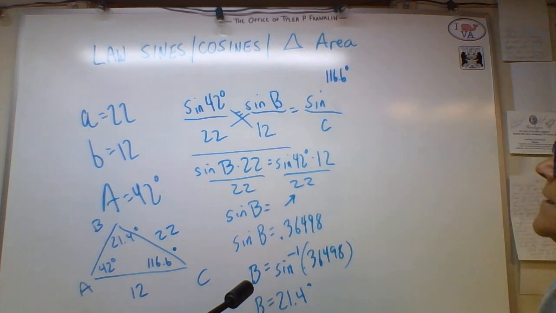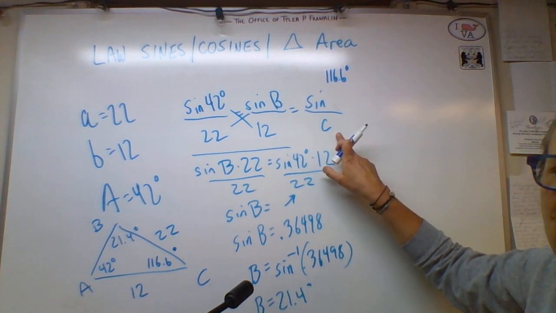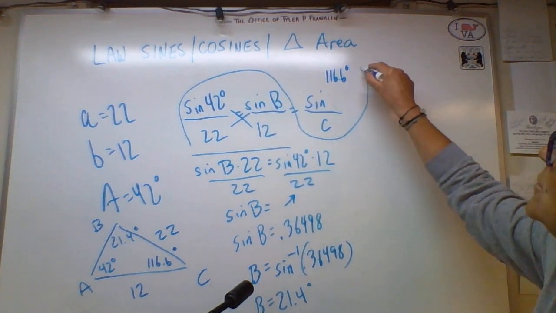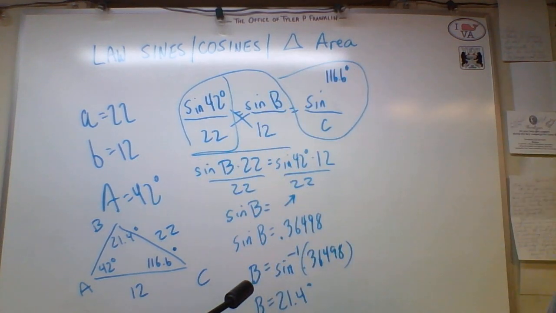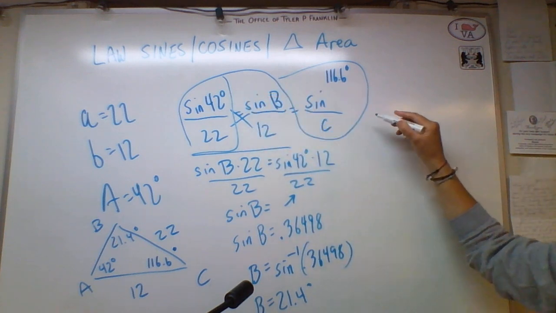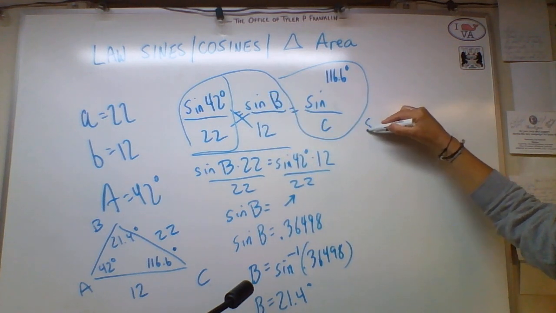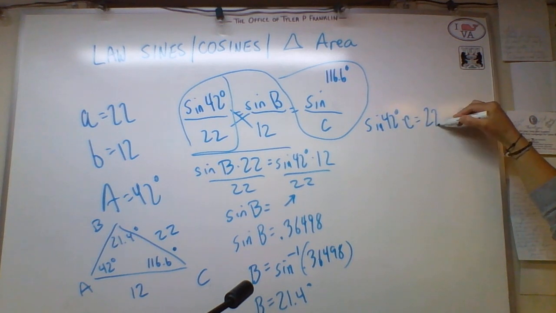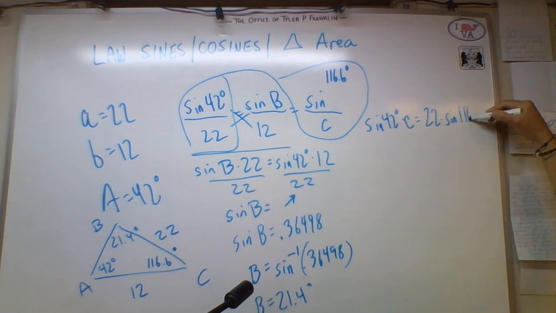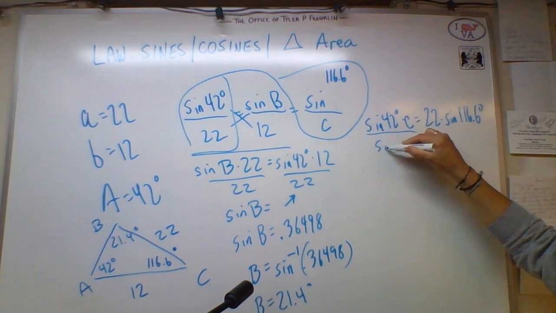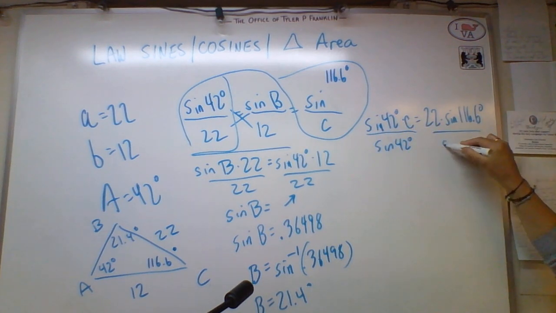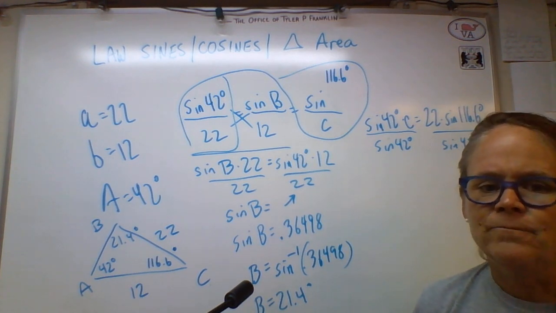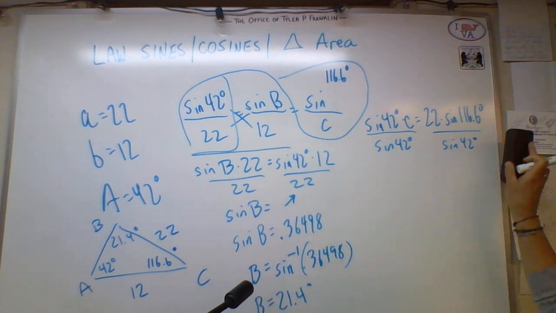Now you're going to find side C. Doesn't matter if you use this or this, but like me, I'd probably use those parts. So then if you think of cross multiplying, you're going to have the sine of 42 times C equals 22 times the sine of 116.6, divide by the sine of 42, and that will give you C. So solve the triangle, find everything.